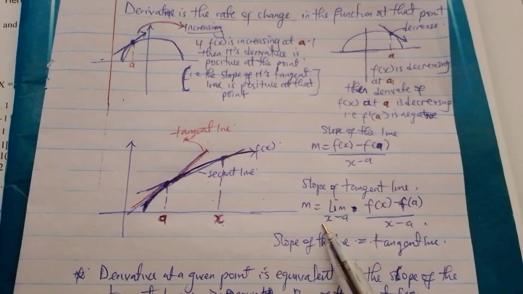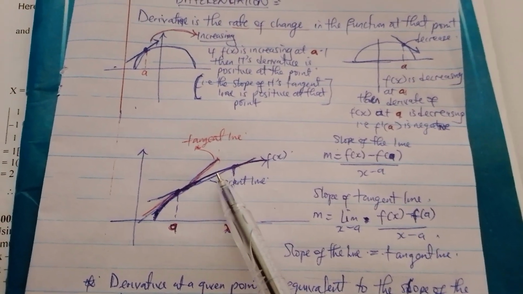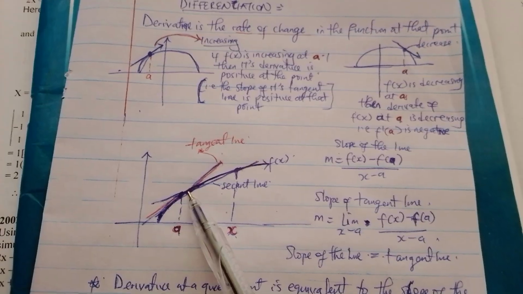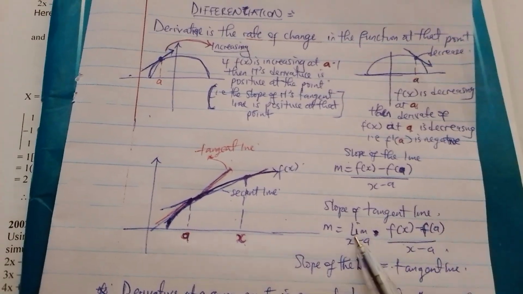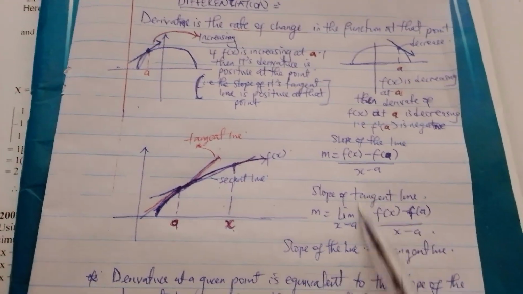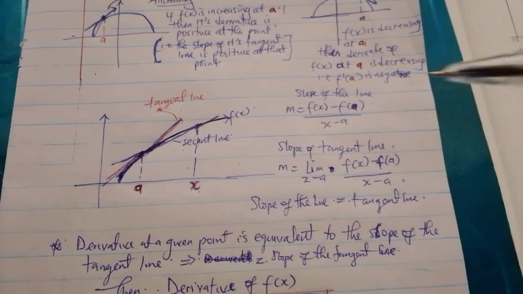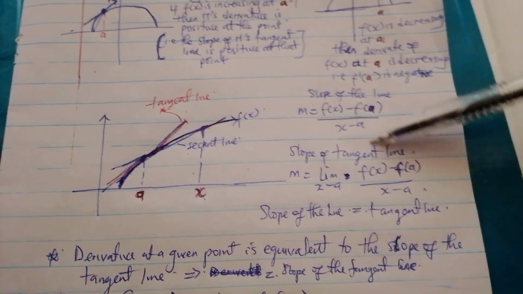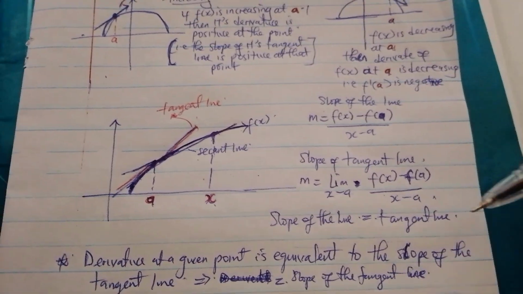That is, as the limit as x tends to a, as x keeps moving closer and closer to a, this function keeps changing until it gets to a. Because when it gets to a, you get 0, and definitely the slope will be 0. There's a relationship between the slope of the tangent and the slope of the line.